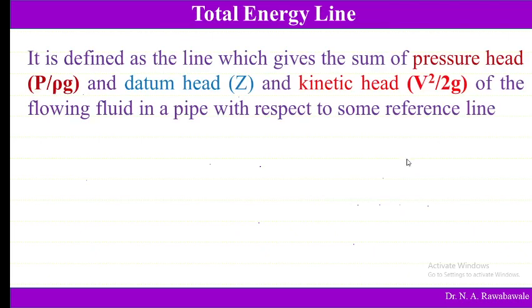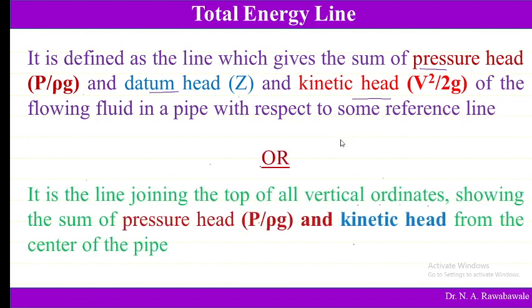So let us see how it is defined. It is defined as the line which gives the sum of pressure head, datum head and kinetic head of the flowing fluid with respect to some reference line. So if the center line of pipe is taken as the reference line, Z becomes 0, datum head becomes 0.